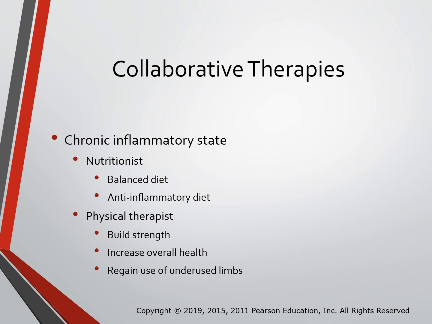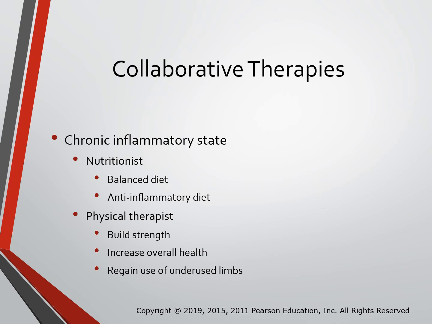Collaborative therapies. A chronic inflammatory state is often associated with aging and obesity. These patients may benefit from a balanced diet and exercise, which may require collaboration with a nutritionist and physical therapist. A nutritionist can advise the patient on consuming an anti-inflammatory diet that contains omega-3 fatty acids, antioxidant vitamins, and probiotics, while decreasing consumption of pro-inflammatory foods that contain saturated fats, cholesterol, and a high glycemic index. So we need to stay away from those kinds of foods.